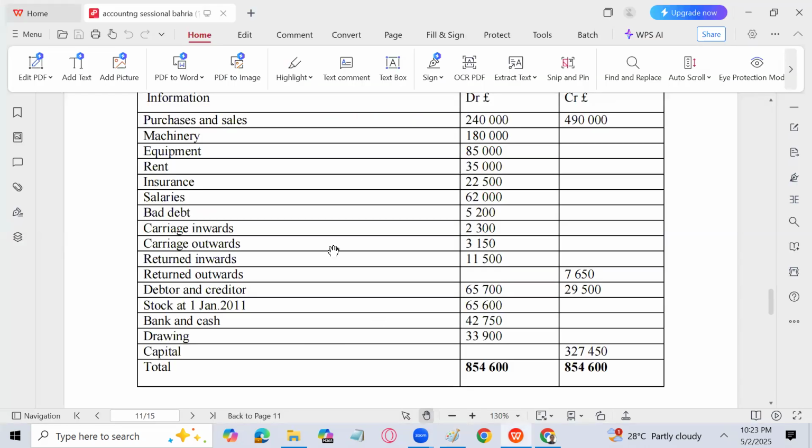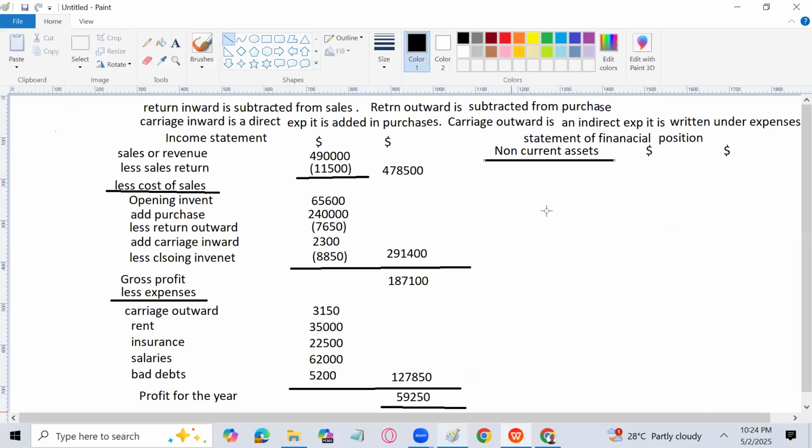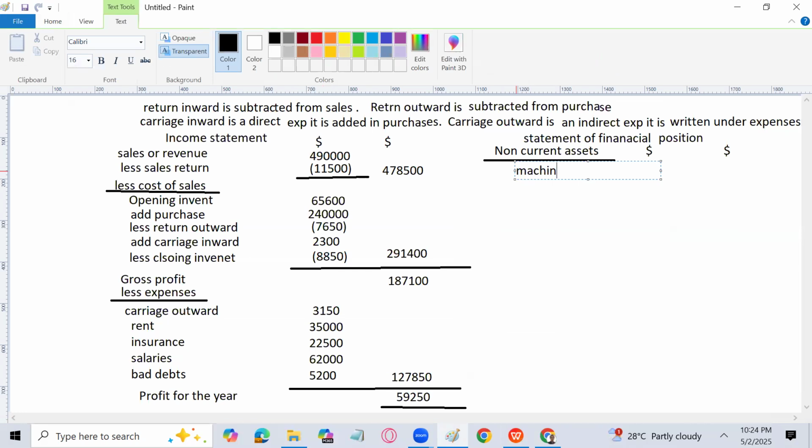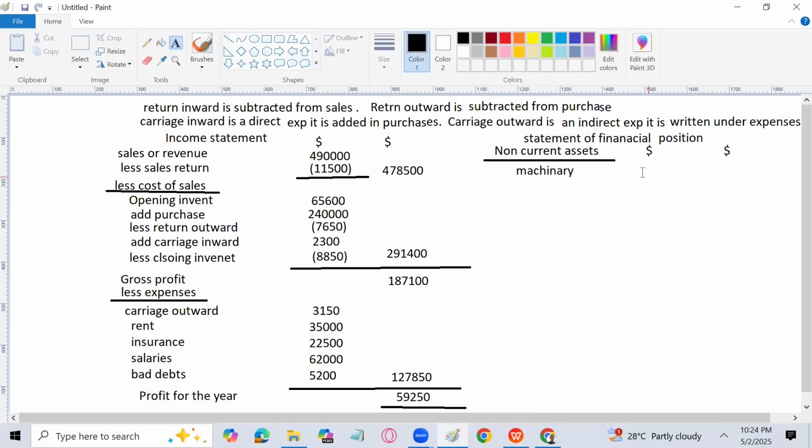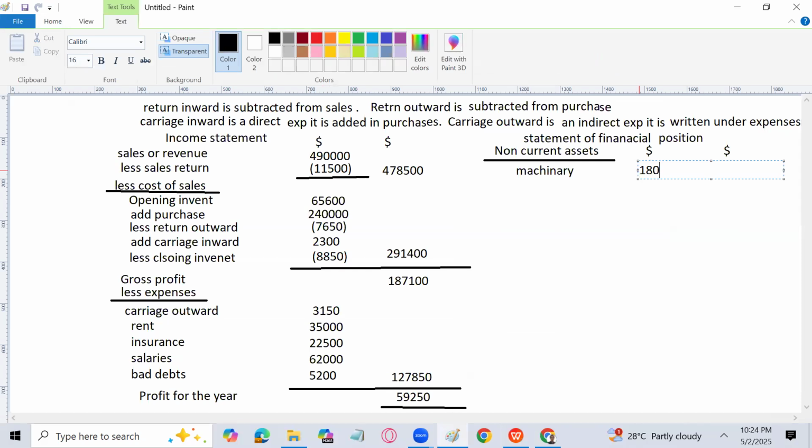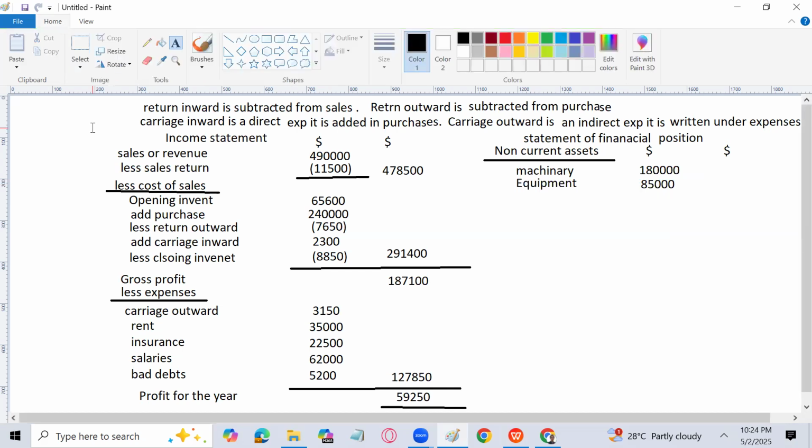Let's look for the non-current assets, that is machinery. It is a non-current asset, and equipment is also a non-current asset. So machinery is 1,80,000. Equipment is 85,000. So let me write it down. I will write here machinery 1,80,000 and equipment is going to be how much? Equipment is 85,000. So I will go for the total of this 1,80,000 and 85,000.